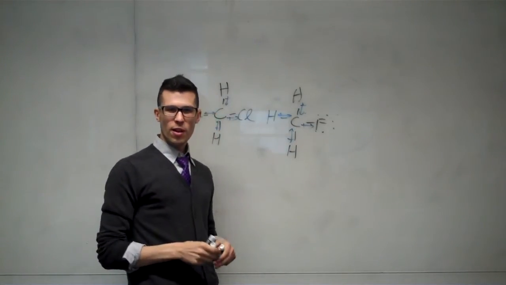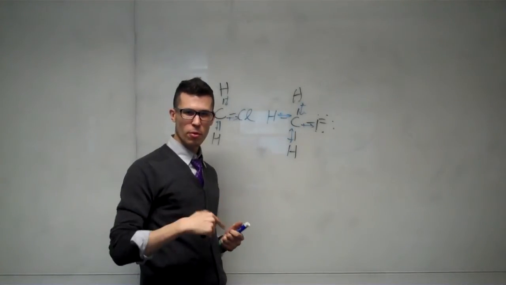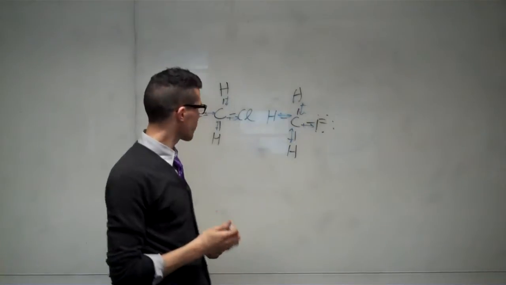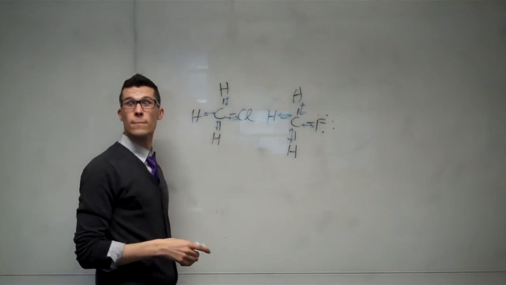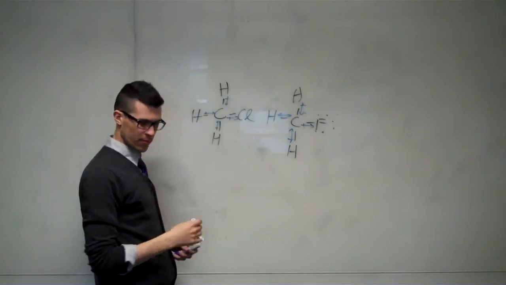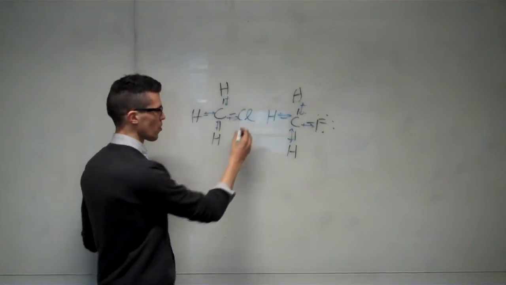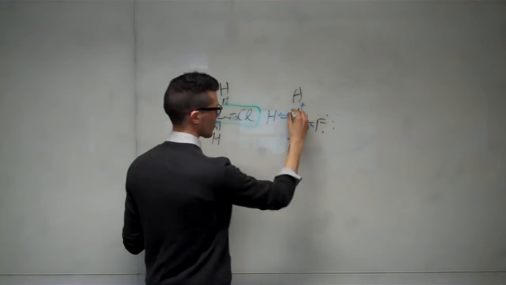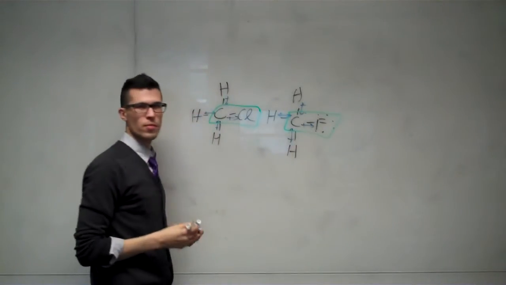Your question was, how do you know if something's more polar or has a stronger intermolecular force? Well, here you would just look at the electronegativities between C and F, and then go to C and Cl, and then see which one had the bigger one. But not all of your examples are going to be so similar.